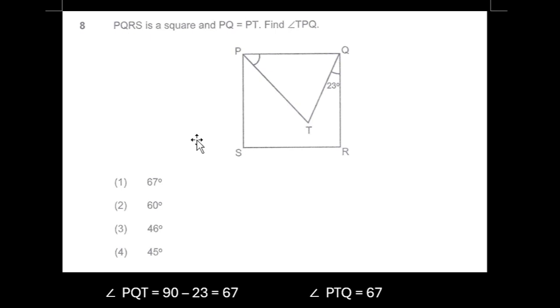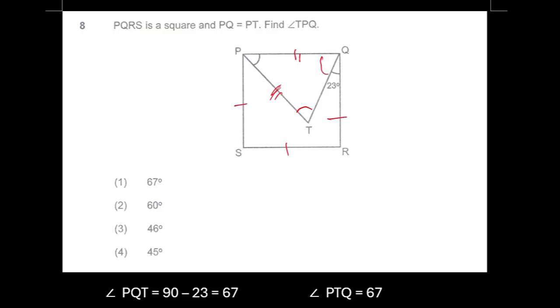Okay, question number 8. For question number 8, it is basically testing you on the angle properties. So it says PQRS is a square. Square means that all the sides are the same. And the second thing it says is that PQ is equal to PT. So what is that trying to tell you? It simply tells you that this is an isosceles triangle, which means that these two angles are exactly the same.